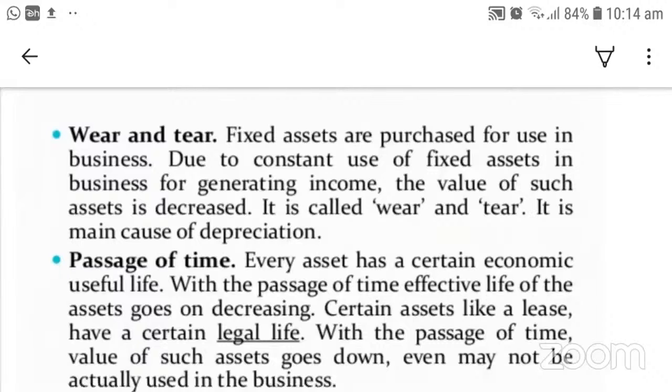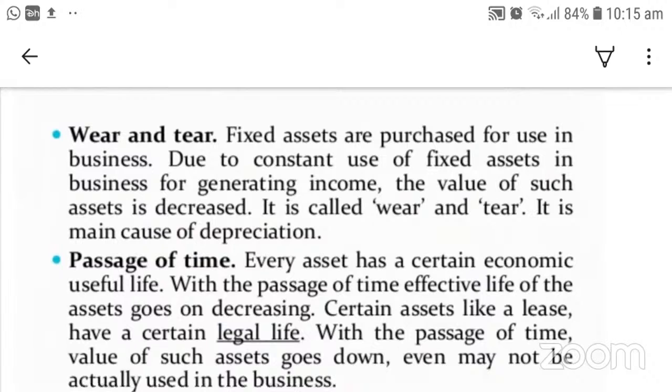Wear and tear means continuously we will be using that asset, the fixed asset. For example, a weaving machine. We will use the weaving machine continuously. What will happen? Wheels also break sometimes. For that, wear and tear is a reason for the depreciation. We purchase fixed assets, but year by year that asset value will be decreased.